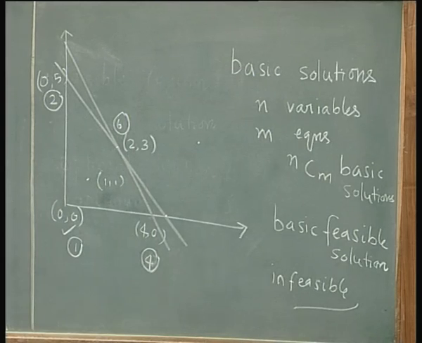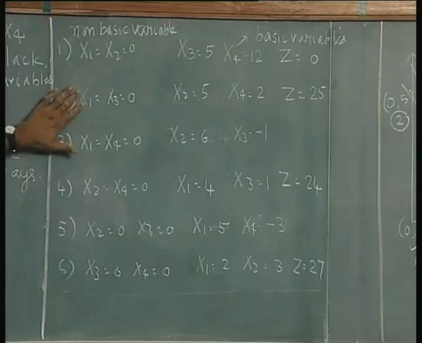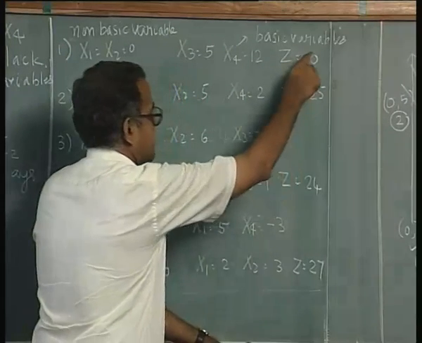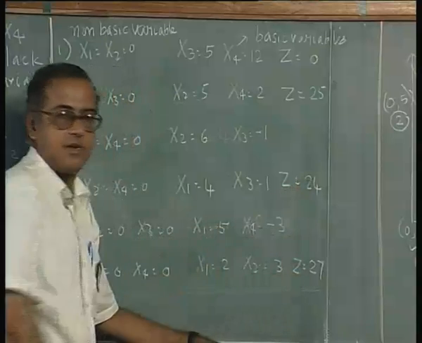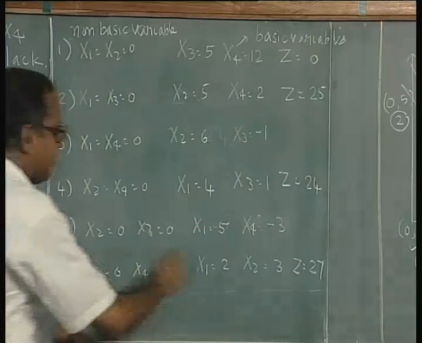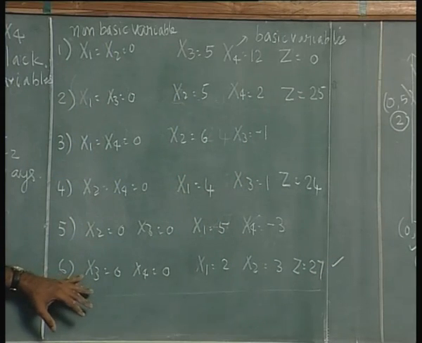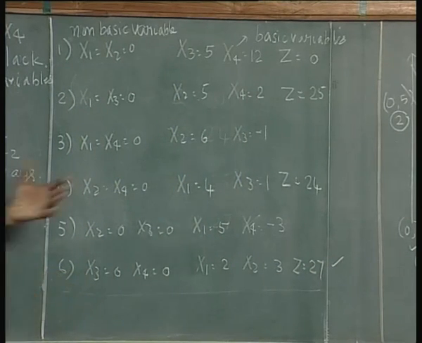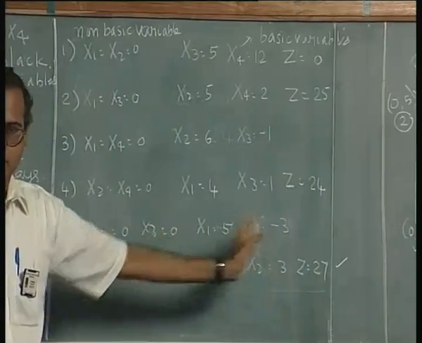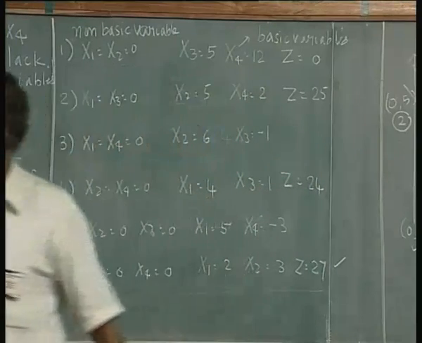Now, we have already evaluated the objective function values for these 4 corner points. The objective function values are 0, 25, 24 and 27. We are interested in maximizing our objective function, therefore, we choose the solution which has the maximum value of the objective function. In this example, it turns out to be x1 equal to 2, x2 equal to 3, z equal to 27, which is the same solution that we obtained using the graphical method. So, let us go back to this.